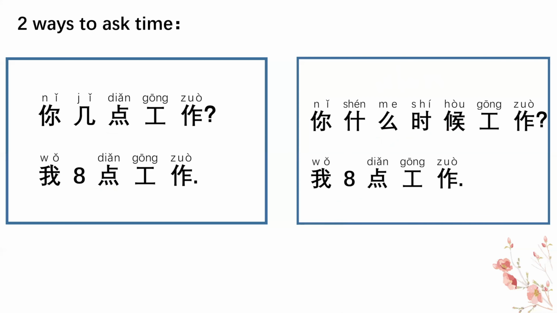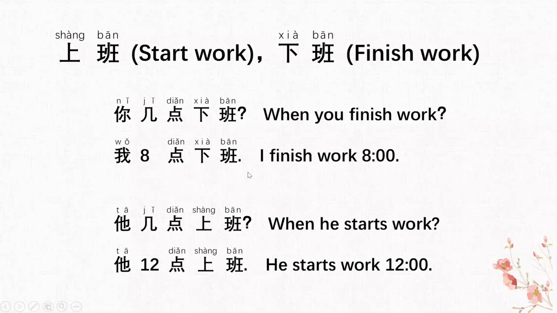Okay, so you see this sentence? 你几点工作 when you work? 我8点工作 I work 8 o'clock. 你什么时候工作 when you work? I work 8 o'clock. The answer no difference, right? So now we can remember 几点 and 什么时候 means when, and then use the answer to ask them. Like, for example, they say when you start work or something, like when you eat dinner, right? So now let's see next one.